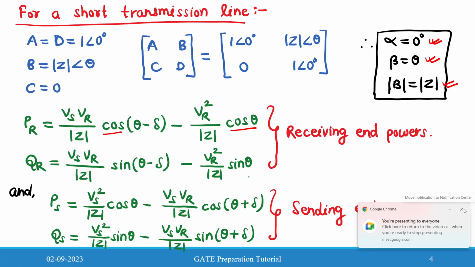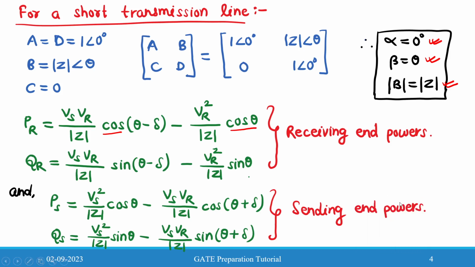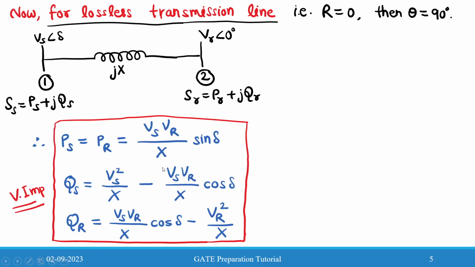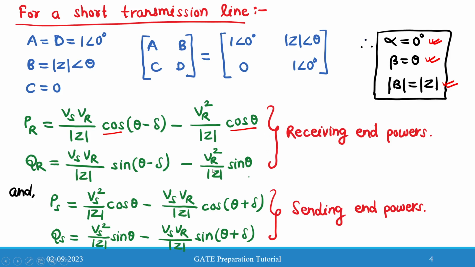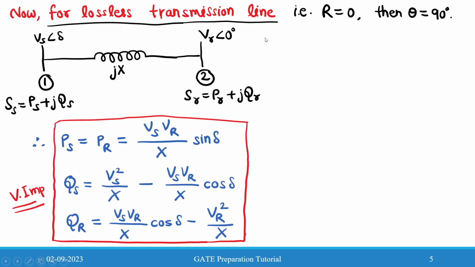Now again, if we want to make this expression concise, which is mostly asked in competitive exams, we derive it for the lossless transmission line. All these expressions are for the lossy transmission line. But if we want to derive the expression for the lossless transmission line, we have to substitute R equal to 0. R equal to 0 means theta is equal to 90 degree, and in the Z expression only X comes.